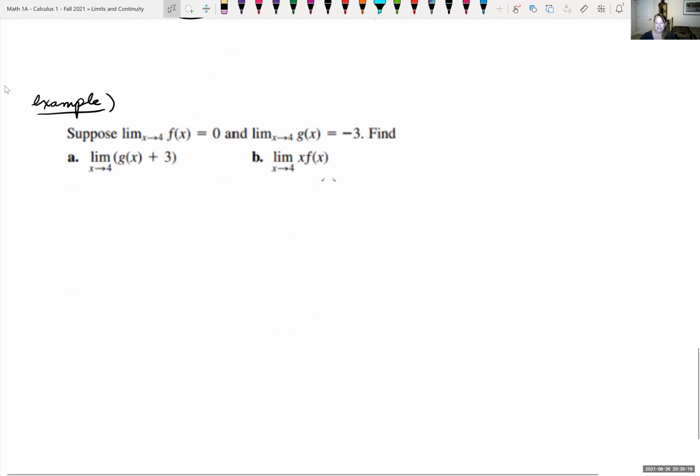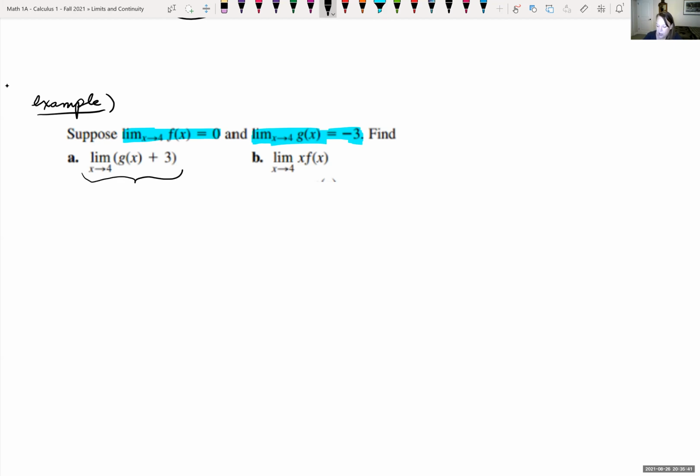Okay, so the next example, we're actually given information about a limit and what it's approaching, actually 2 limits. So we're looking here at the limit as x approaches 4 of f of x is equal to 0. And we're given that the limit as x approaches 4 of g of x is equal to -3. So for part A, it wants us to find the following. We're looking at the limit as x approaches 4 of g of x plus 3 inside parentheses.